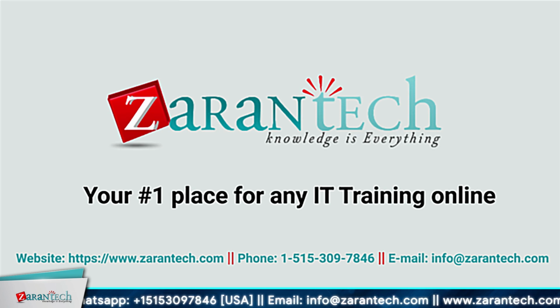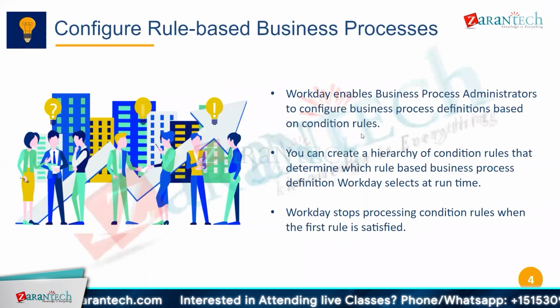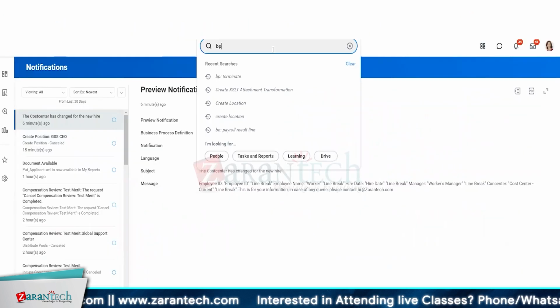All right. So next is the rule-based notification business processes. Configurable rule-based business process: Workday enables business process administrators to configure business process rules definition based on condition rules as well. You can create a hierarchy of condition rules that determine which rules-based business process definition Workday selects at runtime. Workday stops processing condition rules when the first rule is satisfied. For example, say BP hire.